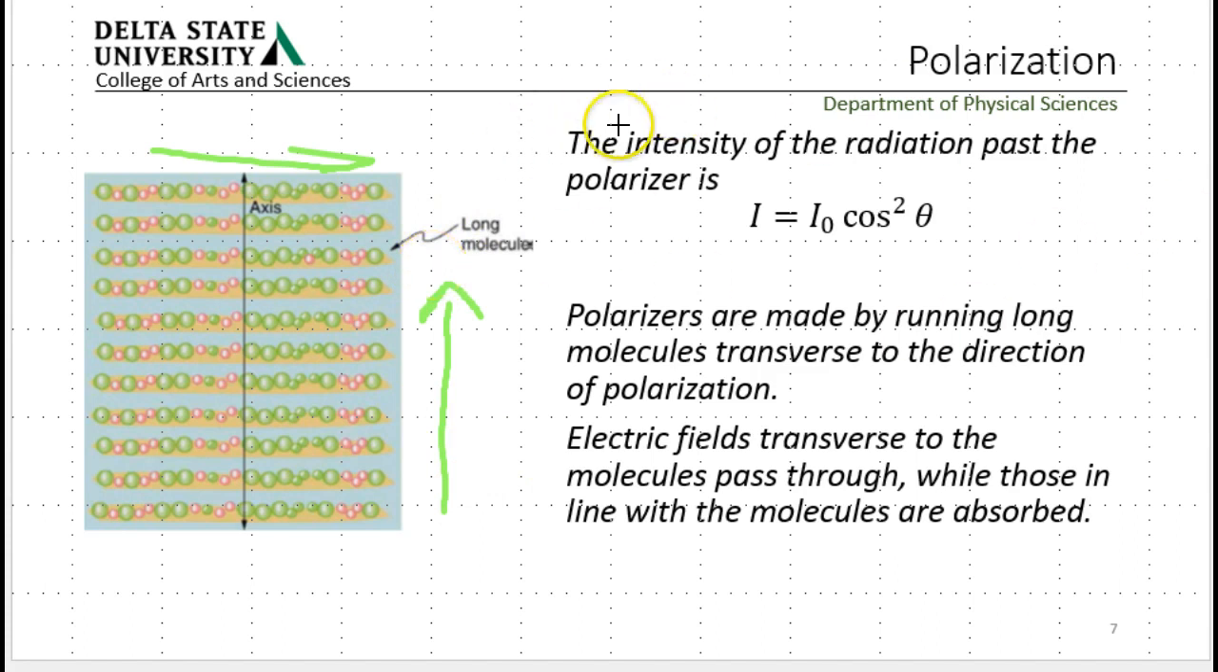After the polarizer, the intensity of the radiation goes as cosine squared of the angle. So polarizers reduce the intensity depending on the angle of the incident radiation. Say if it's like this, right? The angle the incident radiation makes with the polarizer.